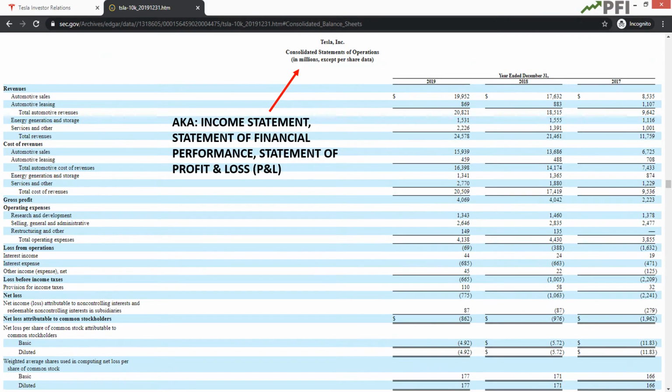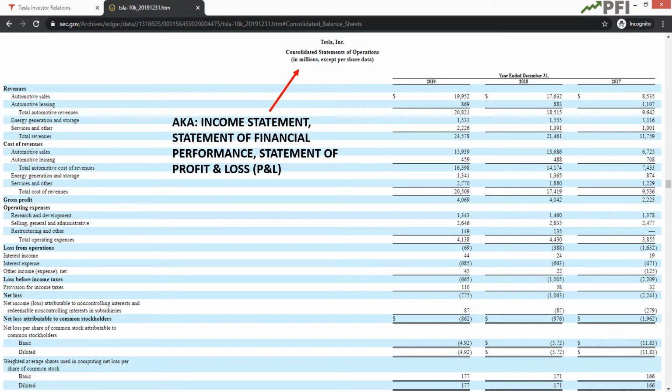The statement of operations, sometimes called the income statement, the statement of financial performance, or the P&L, shows all of the revenue and expenses incurred by the company in the period in question. This statement should therefore provide information as to the ability of the entity to generate revenue and earnings over time.